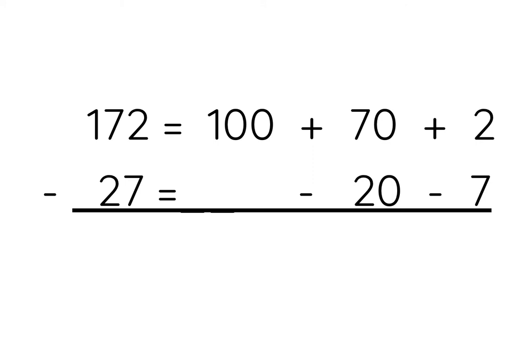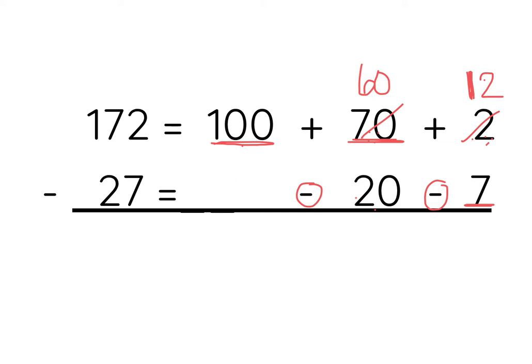172 minus 27. We're going to expand both out, keeping your subtract signs there. Again, check out your bigger values. Notice my bigger value is in my hundreds. 70 is larger than a 20, but the 7 is larger than the 2. So I'm going to rename that 72 as a 60 plus a 12 because we regrouped the 70 and gave the 10 to the 2.